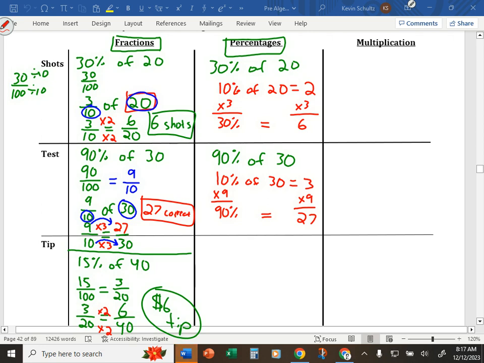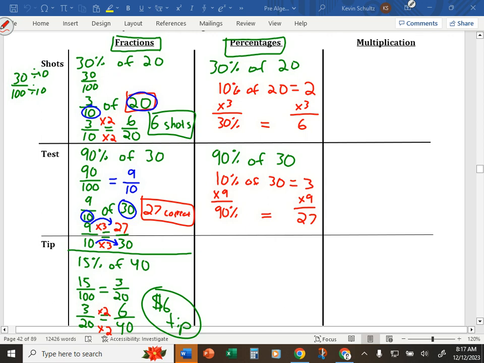So I'm going to just do 3 times 2, which was 6. Then 9 times 3, which equals 27. That's exactly what we are doing here. So I don't have to do any of that stuff.